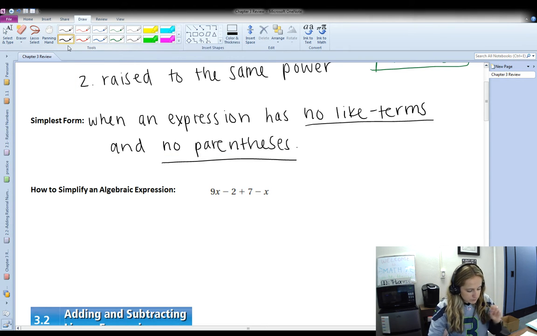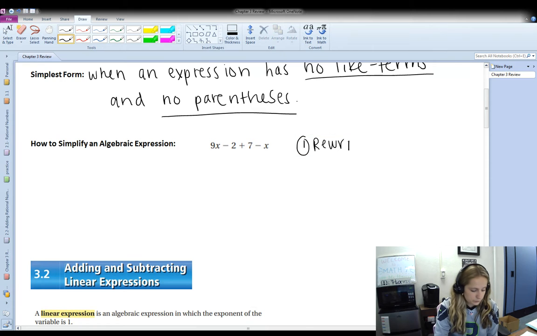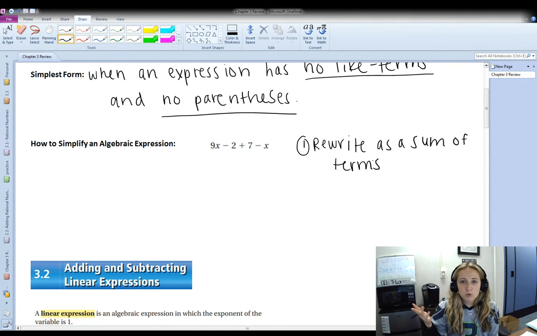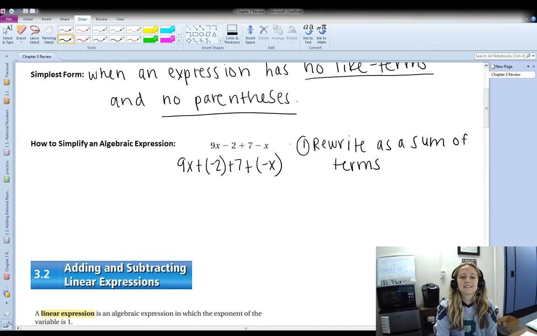Well, there are a couple steps you're going to want to follow. The first step is you're always going to want to rewrite it as a sum. Rewrite as a sum of terms. And what that means is, remember in chapter 1, when we said to subtract integers, add its opposite. So that's what we're going to do. So we would write this as 9x. Rather than the subtraction sign, we're going to write plus negative 2 plus 7. And then rather than the minus x, we're going to write plus negative x. So that is rewriting as a sum of terms.